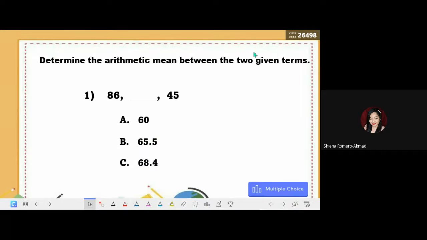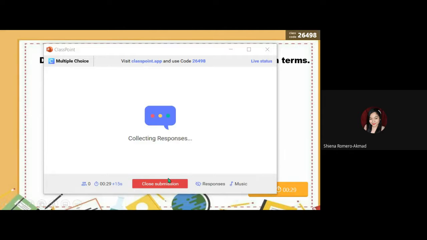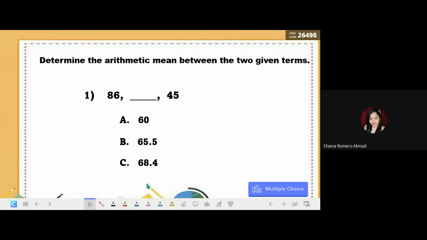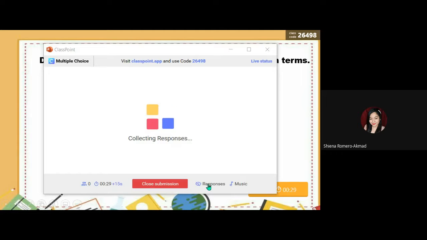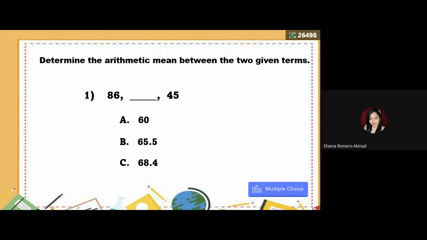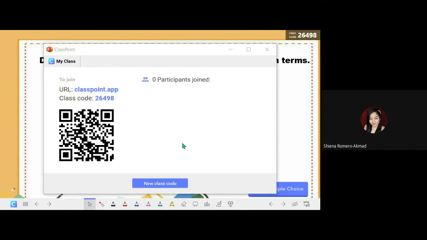Wait lang, tanggalin lang natin to. Ayan. So determine the arithmetic mean between two given terms. So try nga natin, no? I want you to first go to classpoint.app and then type the code 26498. And then type your name. Tapos, sasagutan ninyo yung mga susunod na questions. Okay, so you are going to use the average formula for you to solve for the arithmetic mean.